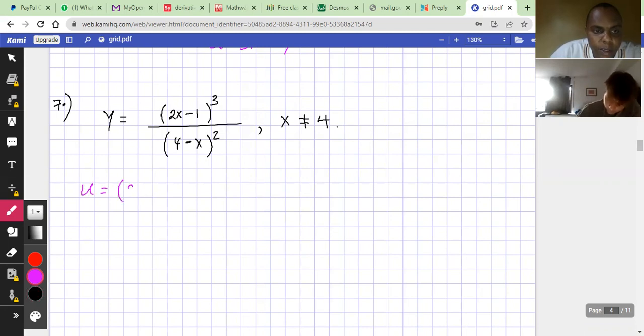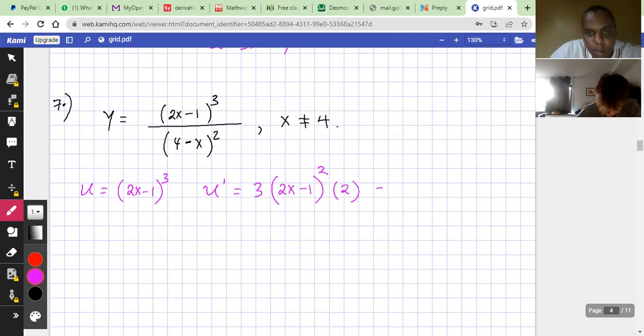U is (2x minus 1) cubed. U prime is? It would be 3 times (2x minus 1) squared times 2. So can we say this is the same as 6 multiplied by (2x minus 1) squared? Mm-hmm. And then V is 4 minus x squared.